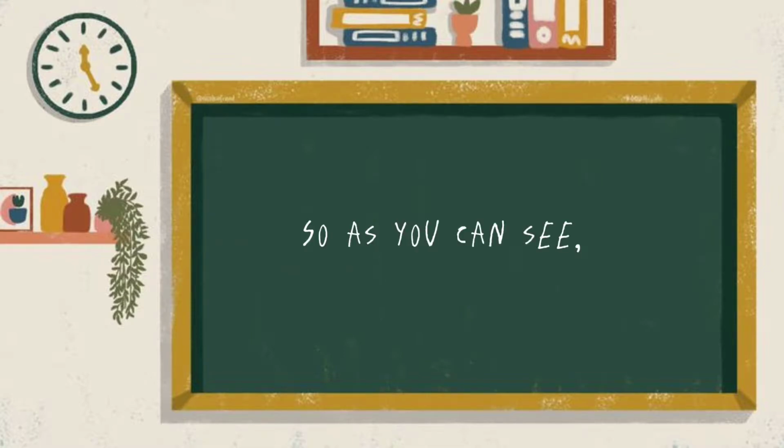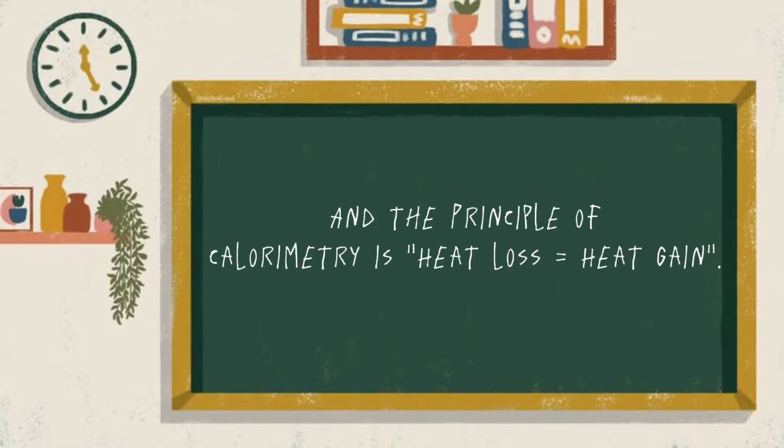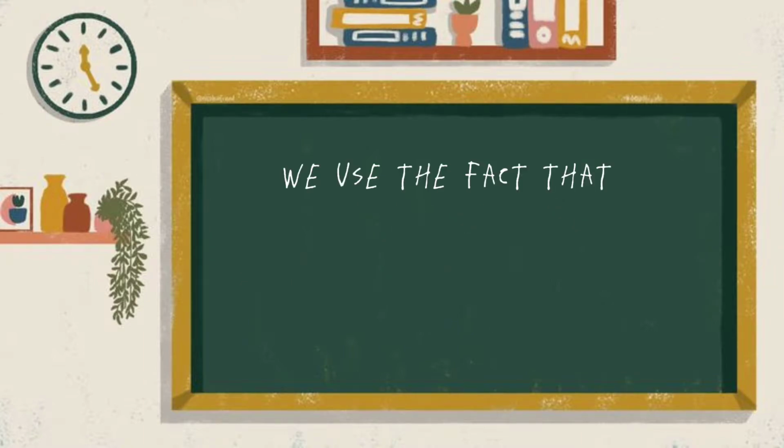As you can see, the problem is related to the concept of calorimetry and phase change. The principle of calorimetry is heat loss is equal to heat gain. We use the fact that the heat required to change the temperature of a certain mass is equal to the mass of material times the specific heat of the material times the temperature change, and that latent heat for this phase change times the mass of material that changed phase is equal to the heat transfer.